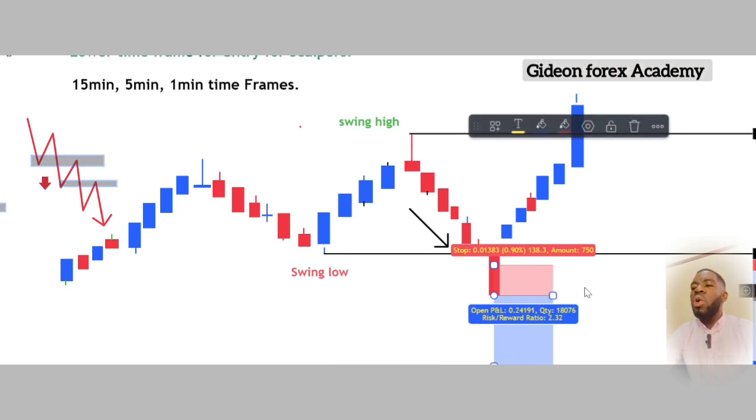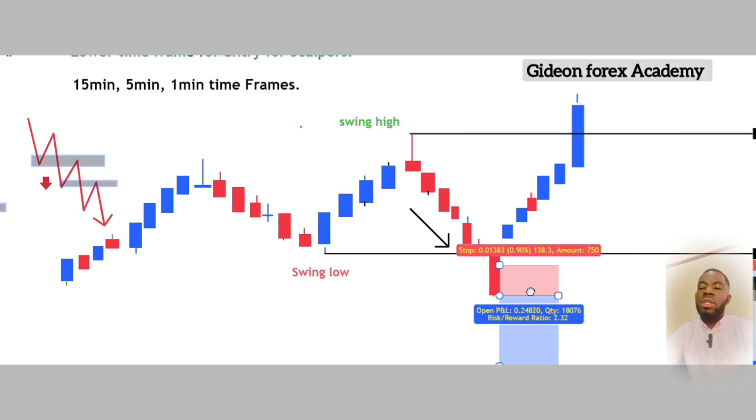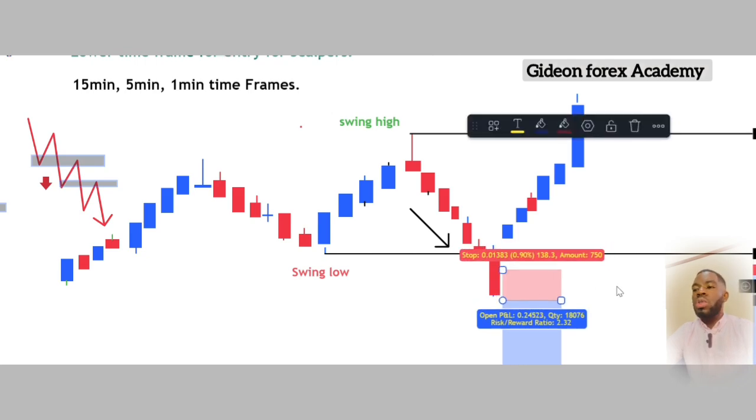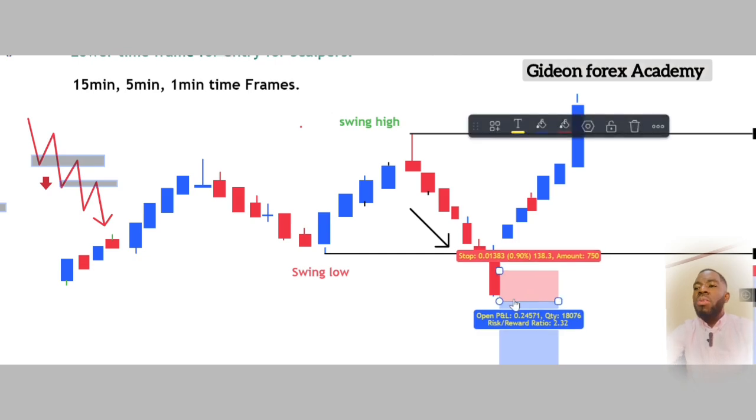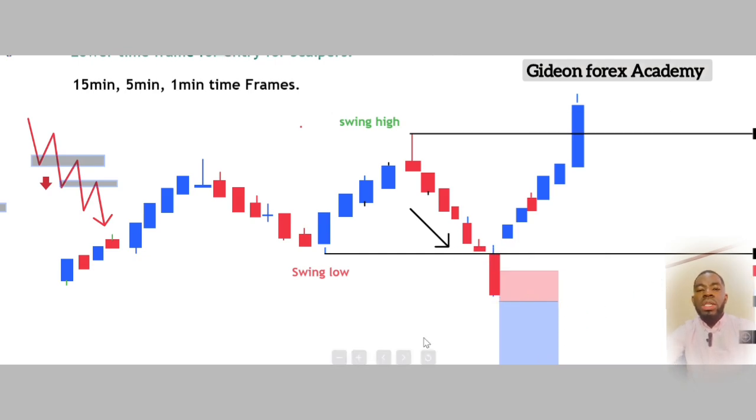So be careful when the candle is still active. Do not take your trades. Wait for it to close before you take your trades. I hope that is clear. This is a common mistake. You should avoid that mistake, especially if you're a scalper. This is for scalpers, so avoid that mistake when you are taking your trades at lower time frames. This can save you lots of money.